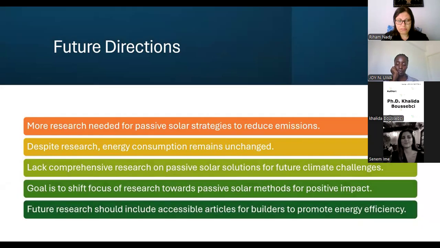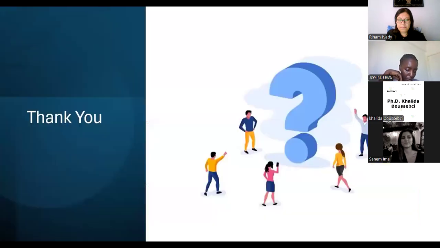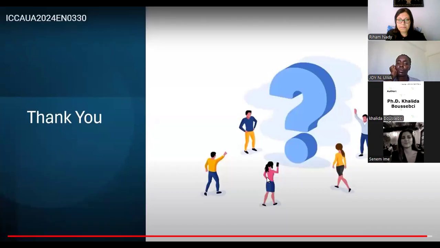So we want to encourage research into positive areas that would have good results, that can easily be applied, and would see a considerable decline in the numbers on energy consumption. Future research should include accessible articles for builders to promote efficiency. Thank you so much.